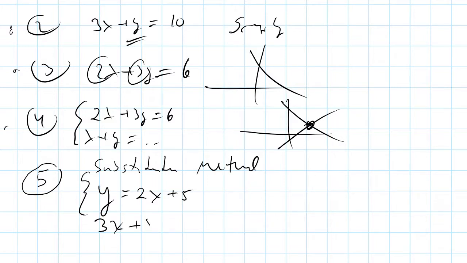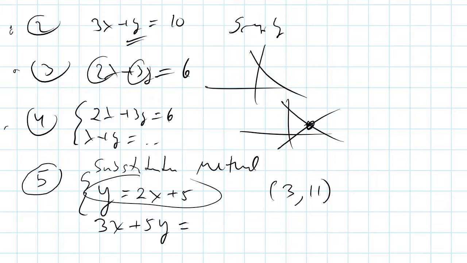3x plus 5y. You want to make up a question that has a nice integer answer. All you have to do is, say y equals 2x plus 5, pick the answer, make anything you want for x, 3, and then y is going to be 2 times 3 is 6 plus 5 is 11. So 3 comma 11 is going to be the answer.